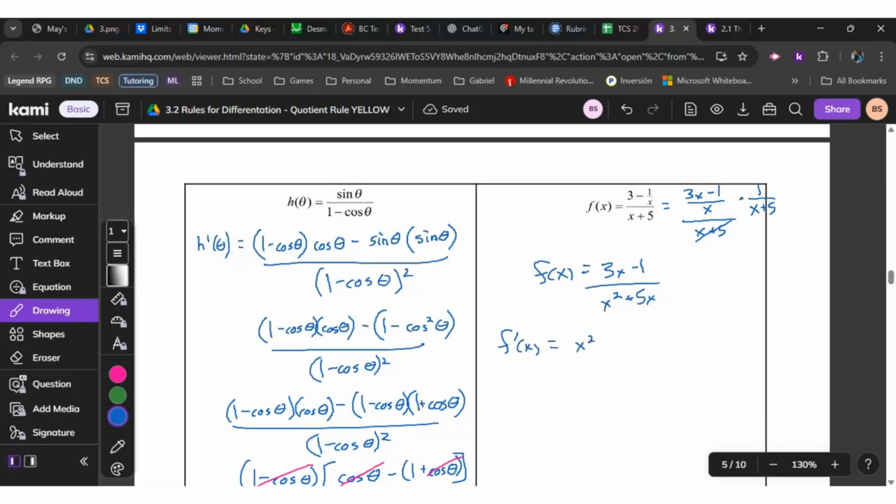So low d high, which is 3, minus high d low, which is 2x plus 5, all over x squared plus 5x, all squared.